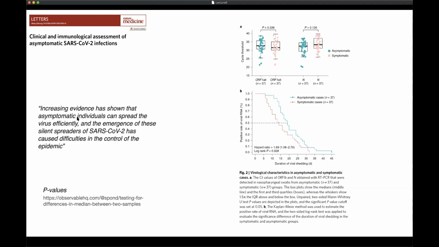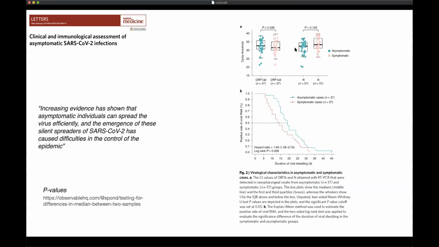Increasing evidence has shown that asymptomatic individuals can spread the virus efficiently, and the emergence of these silent spreaders of SARS-CoV-2 has caused difficulties in the control of the epidemic. So here's a figure from the manuscript that is used to argue that from the standpoint of viral replication and viral transmission, there really isn't a whole lot of difference between symptomatic and asymptomatic individuals.